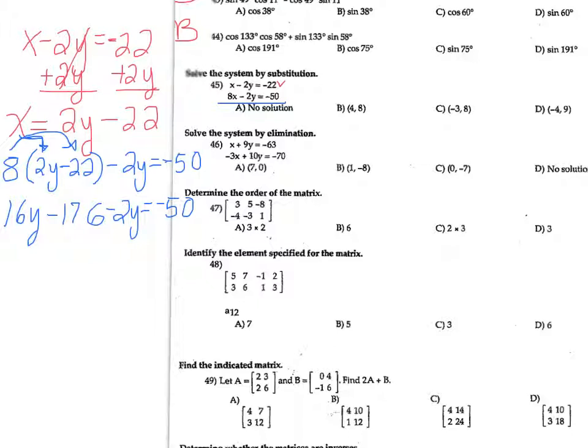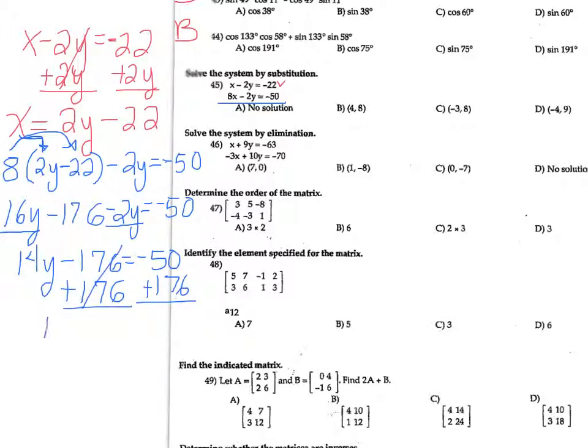Yes. Then we have to combine the like terms. So 16y minus 2y, it would be how many y's? 14y. That is right. Then you recopy the rest of the equation, and then you need to do the two steps. What's the first step here? You need to get rid of the negative 176 by adding 176 to both sides. So 176 and negative 50, that should be positive 126. Then second step, divide by 14.